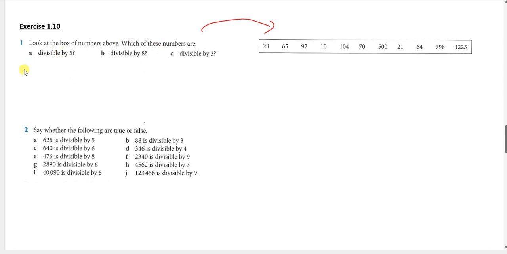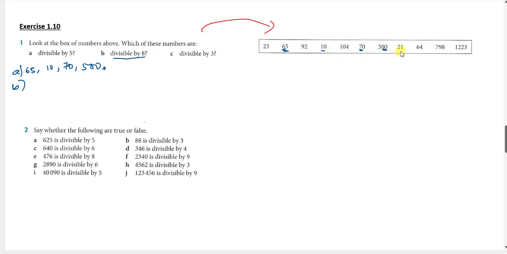Okay, A, divisible by 5. So we know the rule for 5 is the number should end with a 0 or a 5. So here we have 5, 0, 0, 0, and done. So we have 65, 10, 70, 500. Yeah. Question B, it says divisible by 8. So the divisibility rule for 8 is that the last three digits should be divisible by 8. So it can be last 3 or last 2 in case you have a 2-digit number, so it should be last 2.